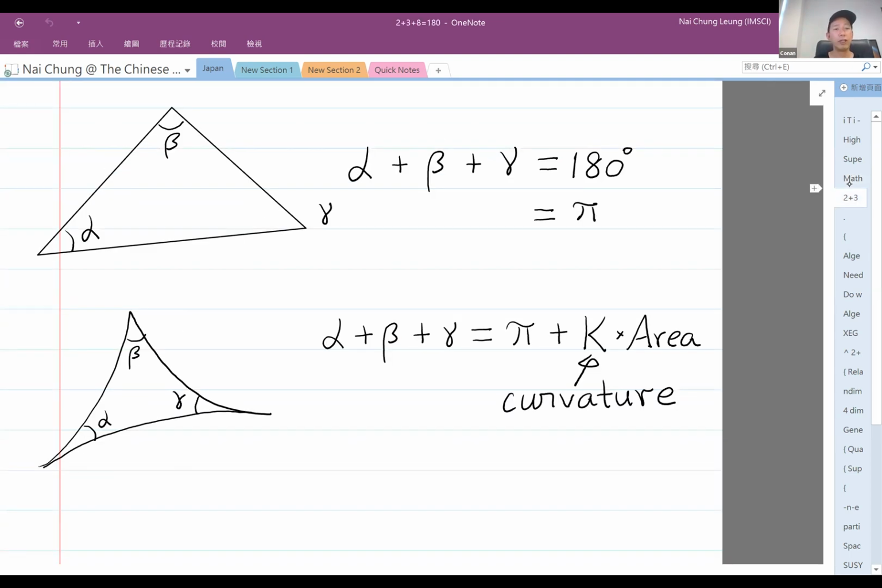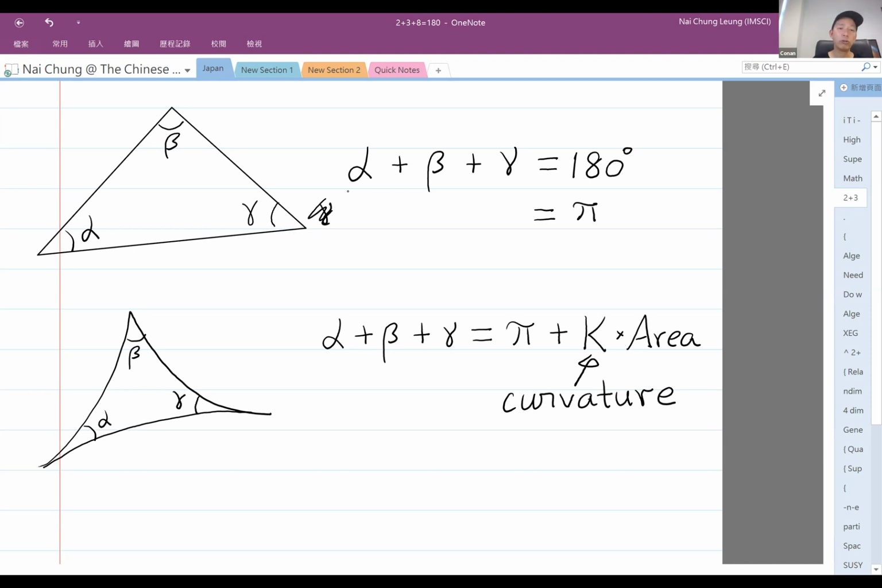Geometry. Let's look at the first geometry that we learned. We draw a triangle on a plane, and then we know that the sum of the interior angles of any planar triangle is 180 degrees, or the other way of putting it, pi.